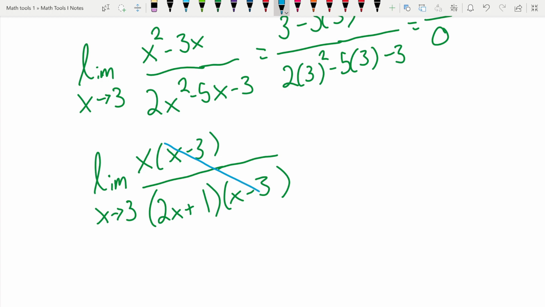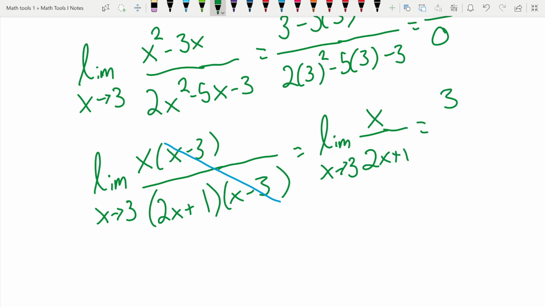So we'll have these canceling right here. So this is the limit as x approaches 3 of x over 2x plus 1. So this is going to be 3 over 6 plus 1, which is 7. Okay, so we get 3/7.